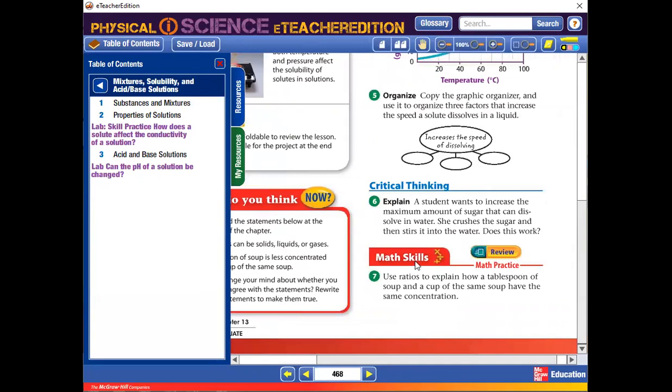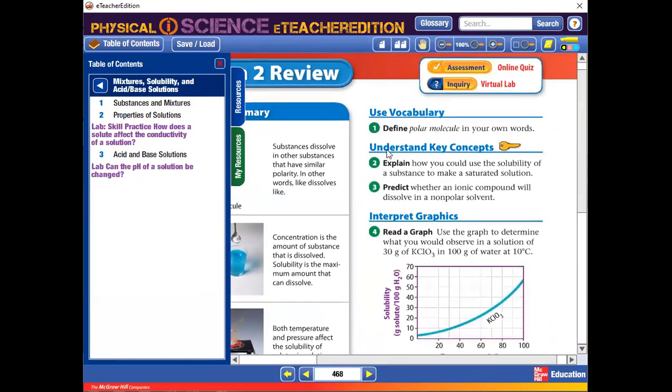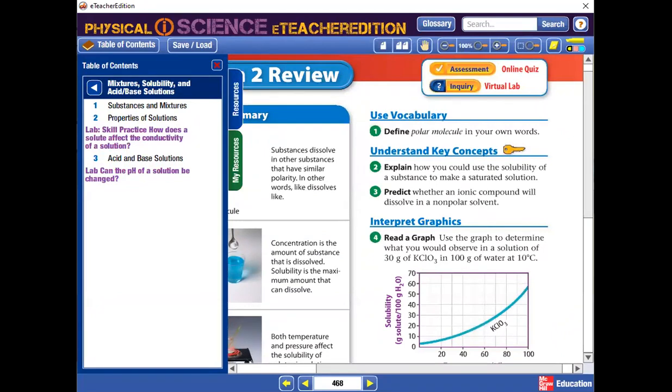Okay. So here, guys, let's start. First question he asked: define polar molecule in your own words. What is a polar molecule, guys? Yes, Ali. It's a molecule with a slightly negative end and positive end. Good. So it's a molecule that has a slightly positive end and a slightly negative end.